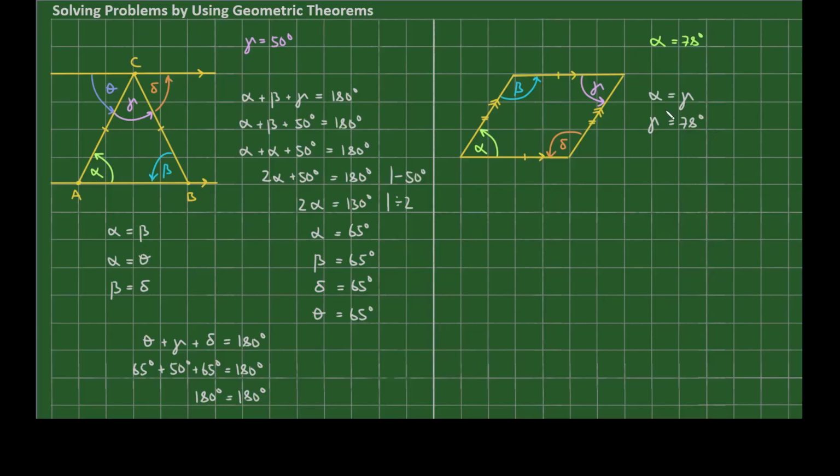Next, I can say that angles alpha and beta are co-interior angles, and they add up to 180 degrees. I can substitute for alpha and then transpose the 78 to give me beta equals 102 degrees. Beta and delta are opposing angles within a parallelogram, and so they are congruent, which means I can write that beta equals delta, and this means that delta equals 102 degrees.